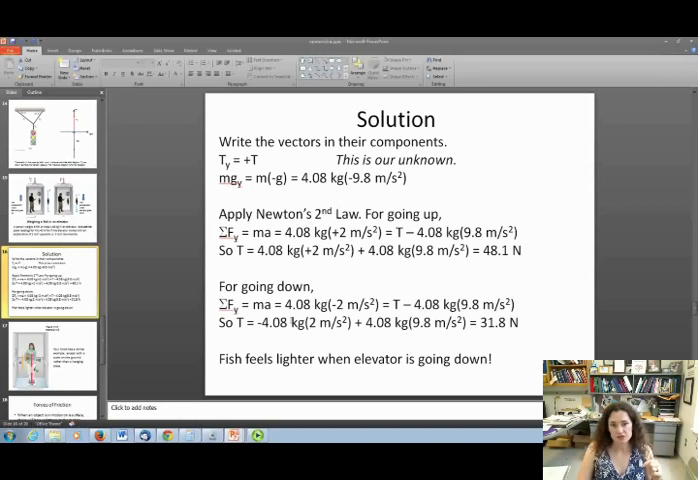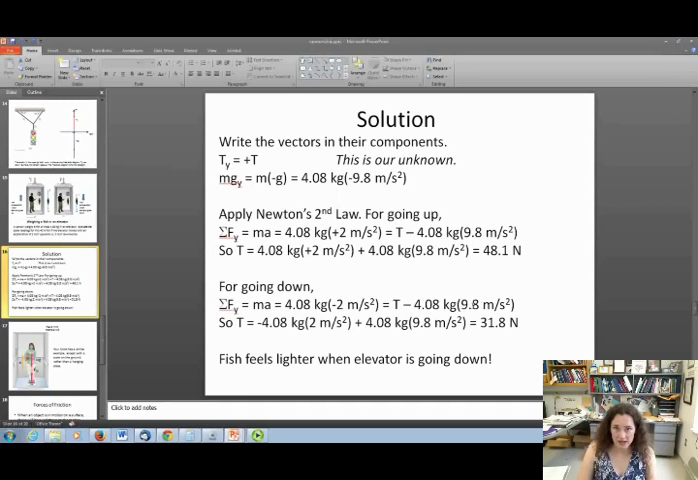the forces is equal to 4.08 kilograms times negative 2 meters per second squared. The negative sign on the 2 comes from the fact that the elevator is accelerating downward, which is in the negative y direction. That mass times acceleration I set yet again equal to the sum of the forces, which is tension minus 4.08 times 9.8. Now I solve for tension again, rearrange my equation, and I get negative 4.08 times 2 plus 4.08 times 9.8. And I get 31.8 newtons for the tension when the elevator is accelerating downwards.